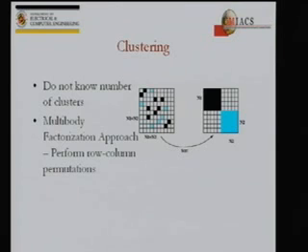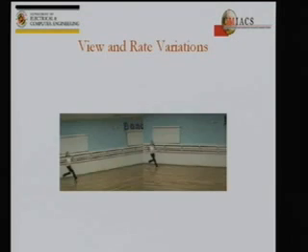And before that, if I don't know how many clusters I have, then I can calculate the pairwise distances between all the segments I have. I throw them in a matrix and then I can permute them, and if there are only two, you will see that some of them will cluster here and some will cluster here. This is coming from what is known as a multi-body factorization approach, from Chris Bregler's group. All right, so view and rate variations.